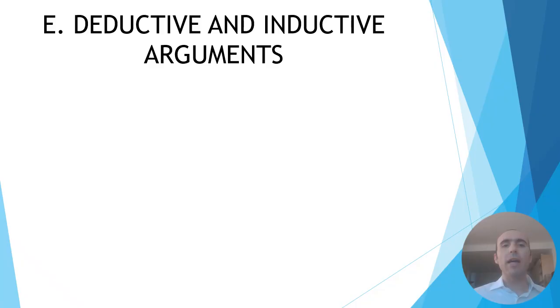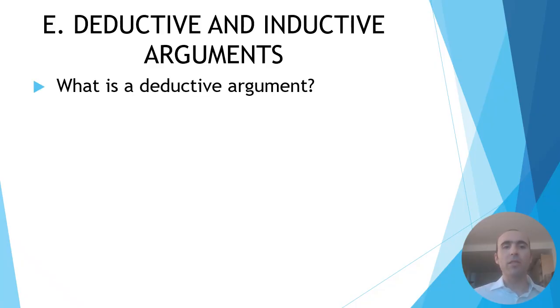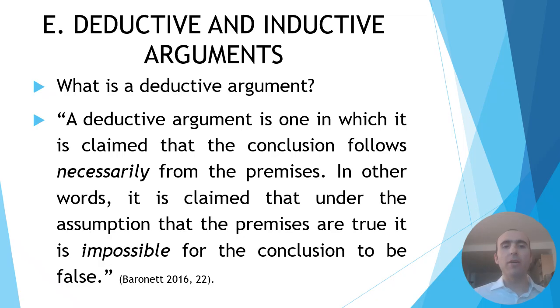What are deductive and inductive arguments? Let's begin with deductive arguments. A deductive argument is one in which it is claimed that the conclusion follows necessarily from the premises. In other words, it is claimed that under the assumption that the premises are true, it is impossible for the conclusion to be false.